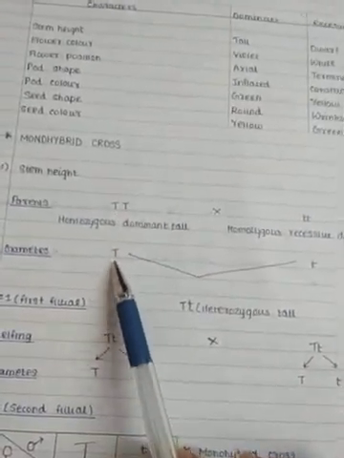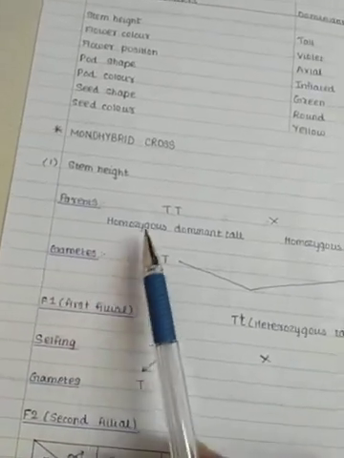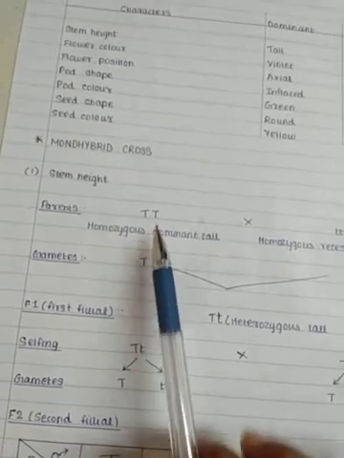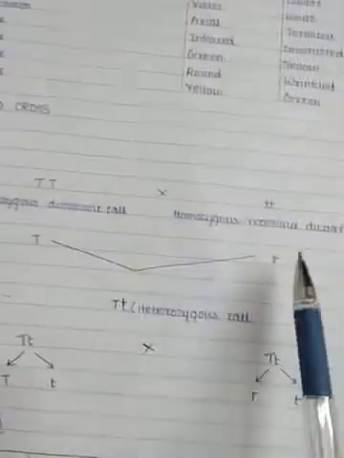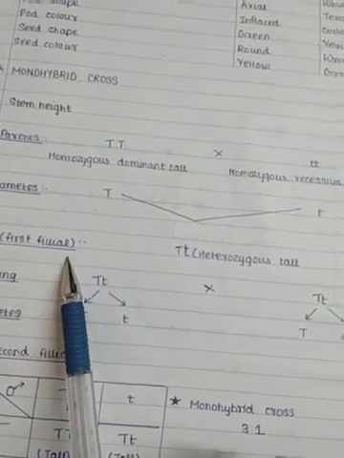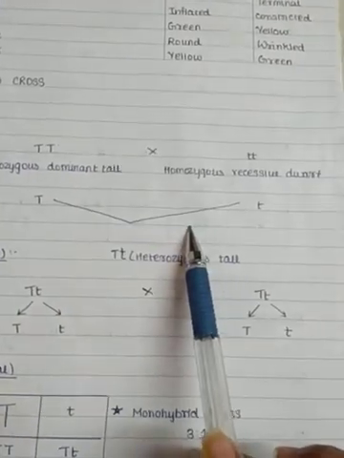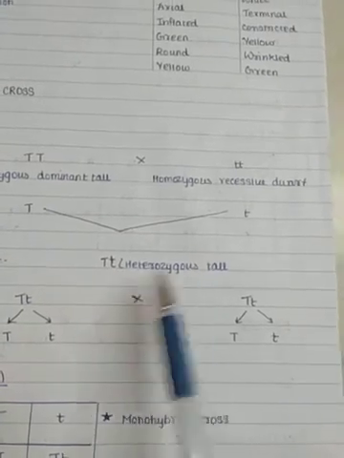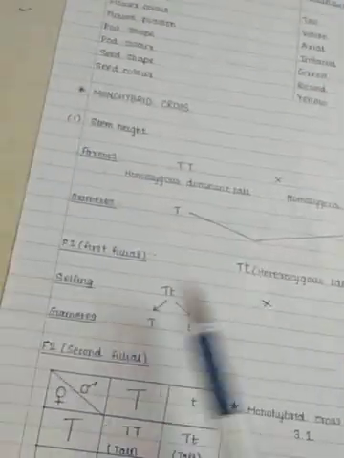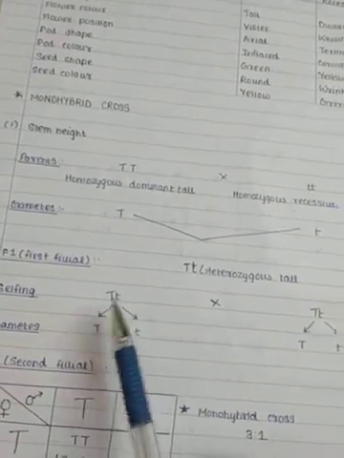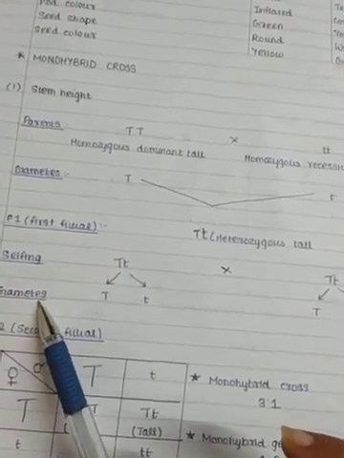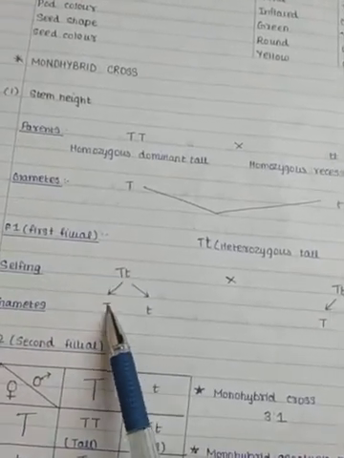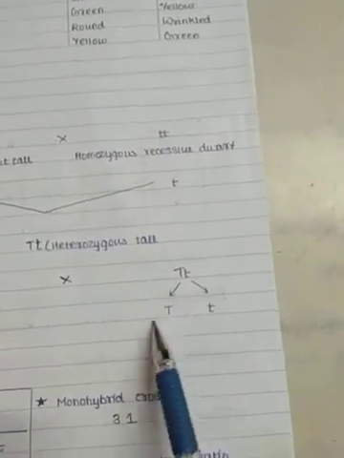First we'll take out the gametes from these. From the homozygous dominant tall, the gamete is capital T, whereas in homozygous recessive dwarf, the gamete is small t. So the first filial generation, which is the cross between these two gametes, we get heterozygous tall, which is capital T and small t. Now we'll do the selfing of these heterozygous tall, that is capital T and small t. So the gametes formed will be capital T, small t, same here capital T, small t.